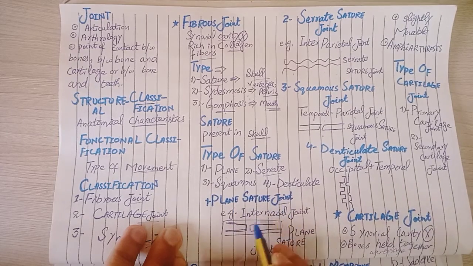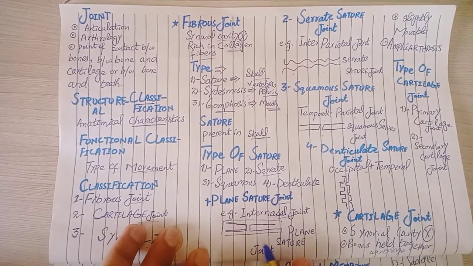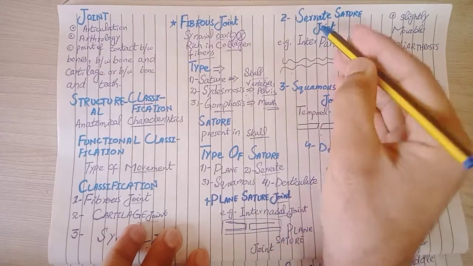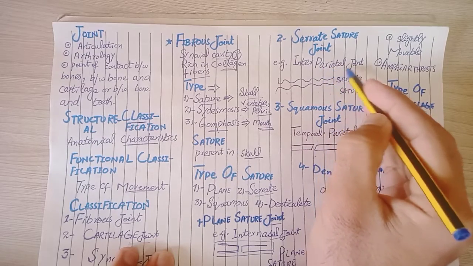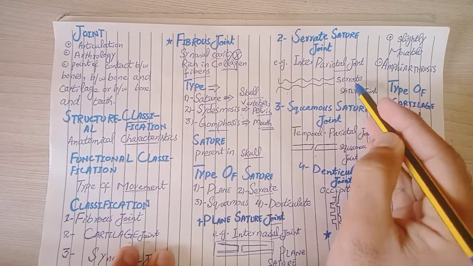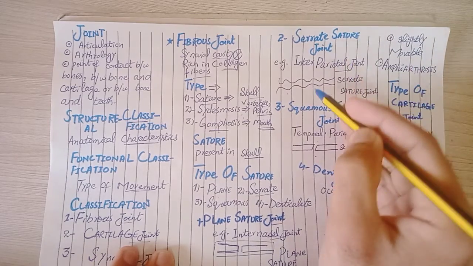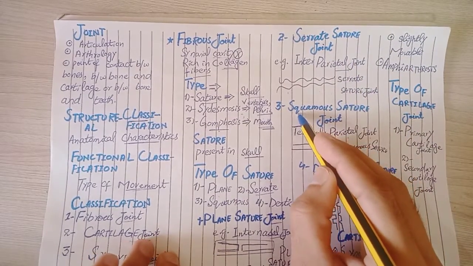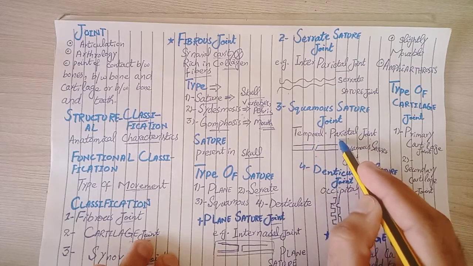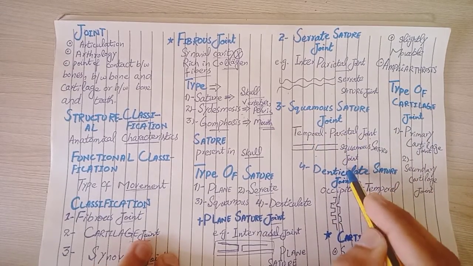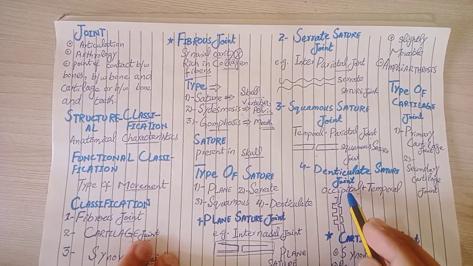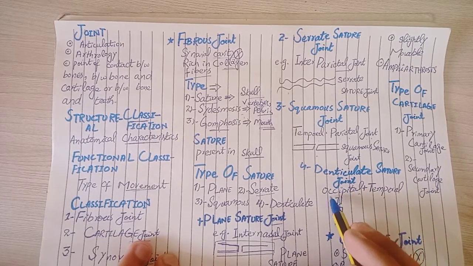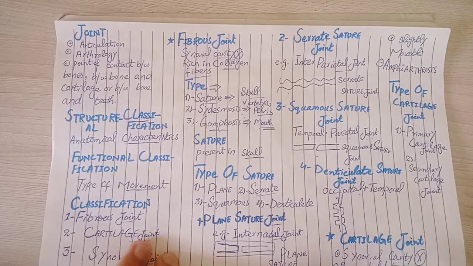Plain suture joint present in internasal joint. Shape of plain suture joint. Serrate suture joint present in interparietal joint. Shape of serrate suture joint. Squamous suture joint present in temporoparietal joint. Squamous suture joint. Denticulate suture joint, or teeth shaped joint, present in occipitotemporal.